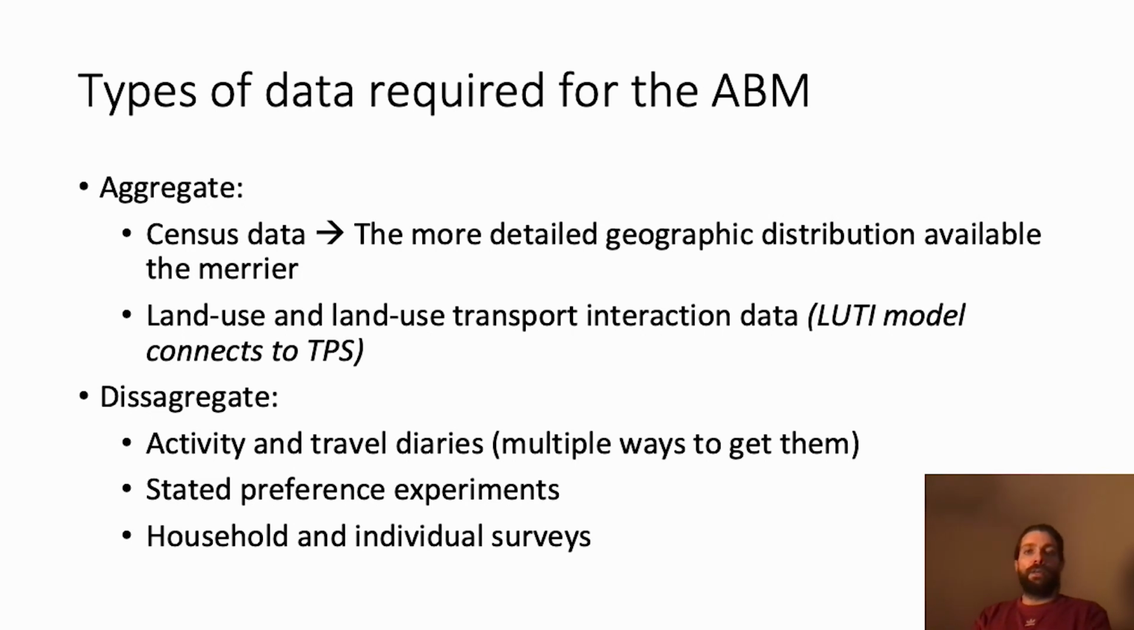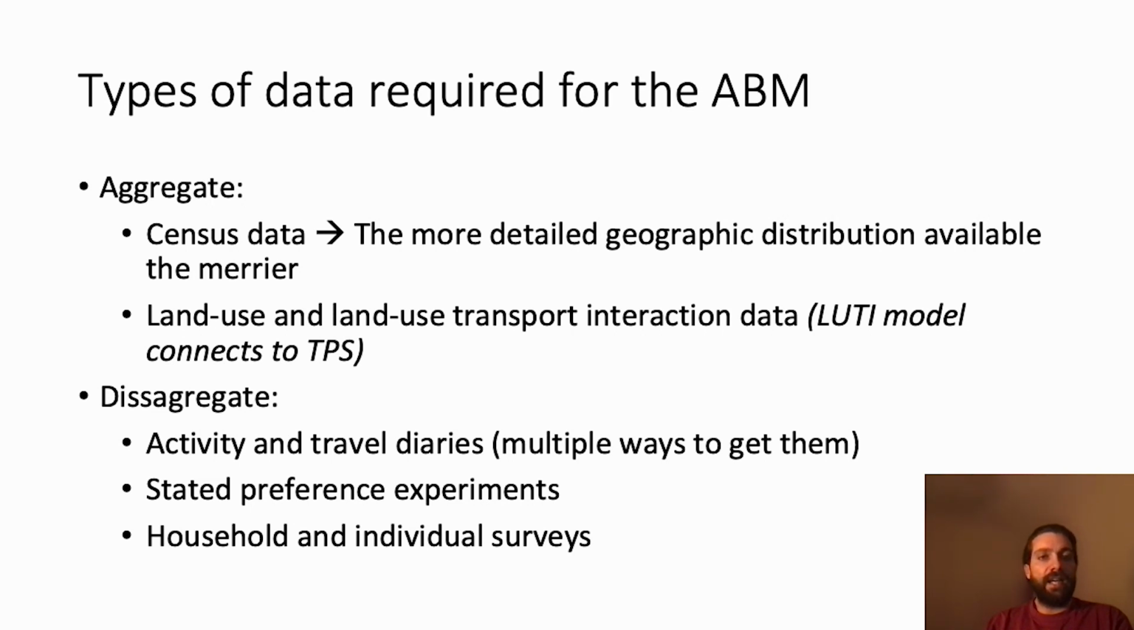The types of data that we require for the activity-based model can be split into two main categories. The one is the aggregate data, which is mostly available from secondary sources. We use the census data, and we prefer to have a detailed geographic distribution where available. And also we use land use and land use transport interaction data from the LUTI model. We also use a regional economic model to get data regarding the variables used in the model, and also the demographic forecasting model to have the future projections for key variables that are useful for the estimation of our models.